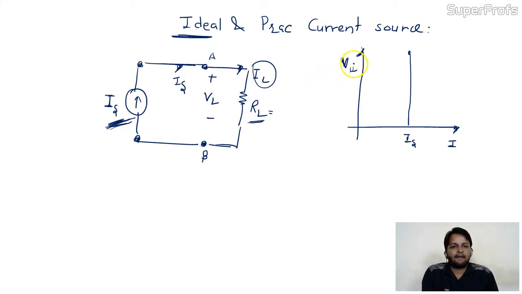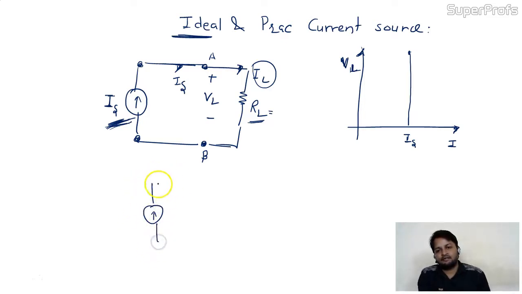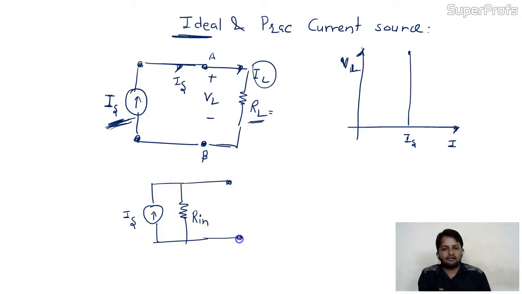Okay, like this. But in practical, this is not possible, because the practical current source is given by one parallel resistance Rin. Actually, this is the practical current source. This entire thing is the practical current source. Okay.